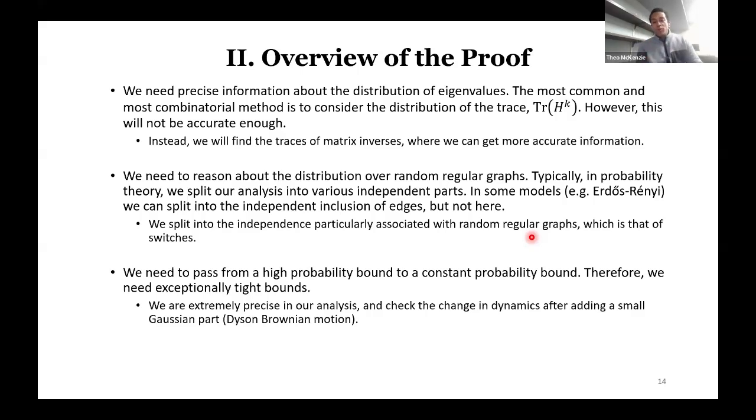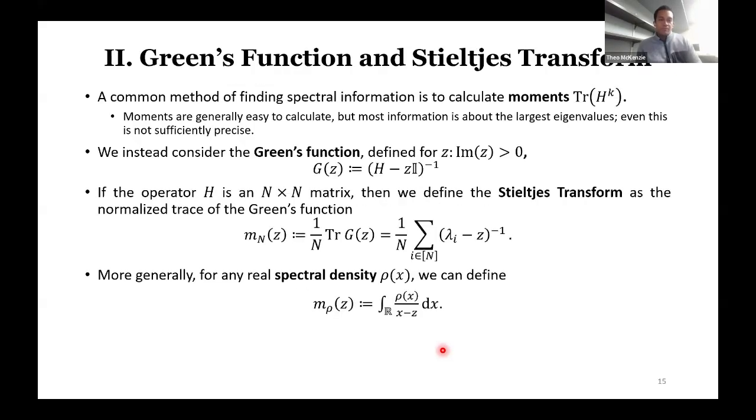And the way that we're going to do this is basically using a dynamical equation and specifically analyzing our model after we add a small amount of Gaussian noise. So this is probably the most technical part of what we do, but hopefully I'll at least be able to give some type of overview. Okay, so let's first talk about the Green's function.